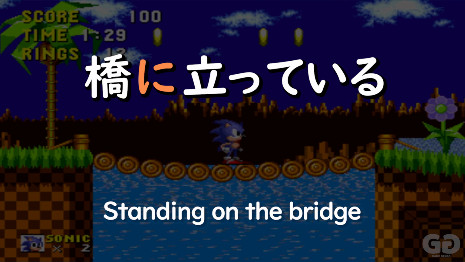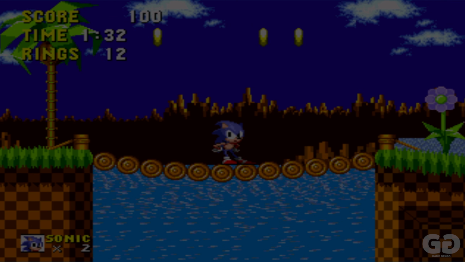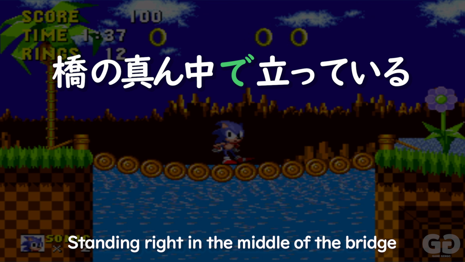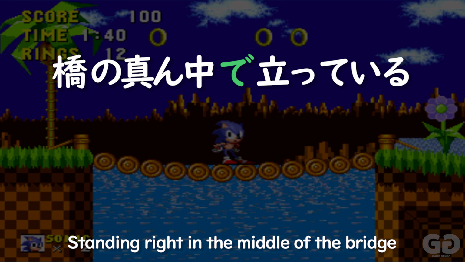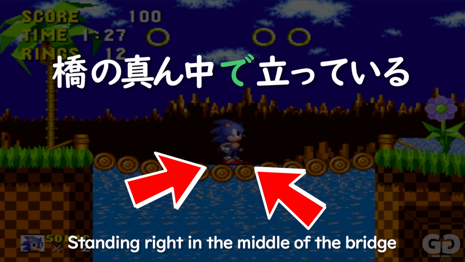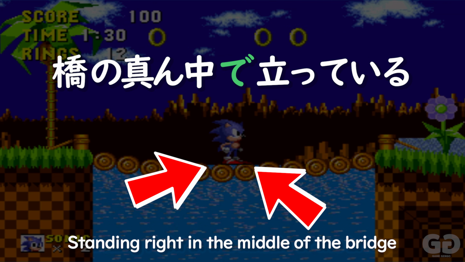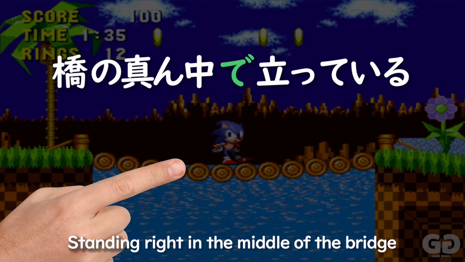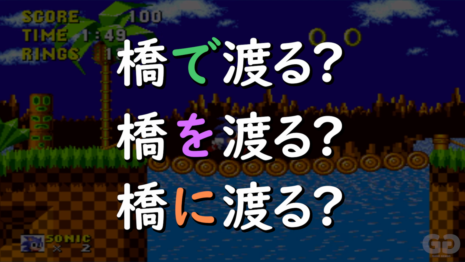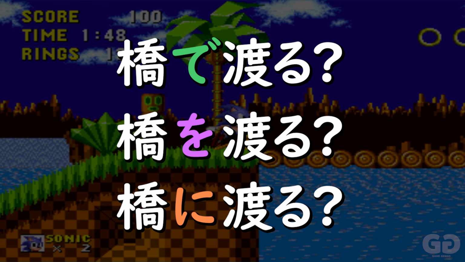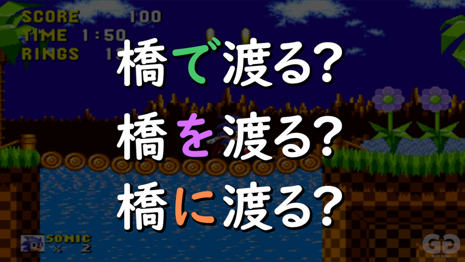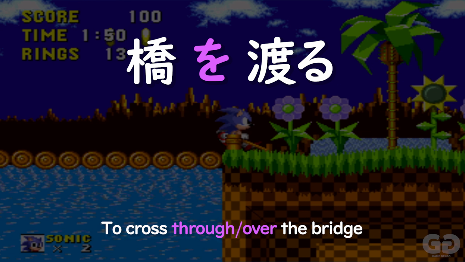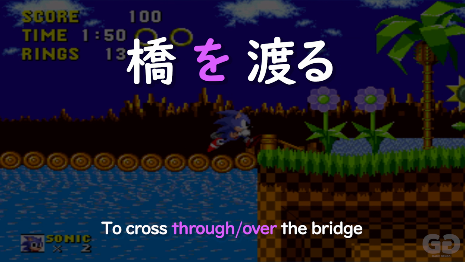If we wanted, we could use the de particle here if that exact spot was clearer. For example, hashi no mannaka de tatteiru. Here, Sonic is standing on this exact fixed spot, right in the middle of the bridge. We can point our finger at the spot that he's standing. That's why you can use the de particle. Finally, what about crossing the bridge? Well, because we're going through or across the bridge, from one point of the bridge to another, beginning to end, we use the o particle, walking across the bridge.